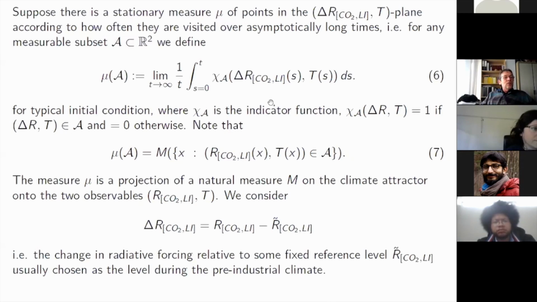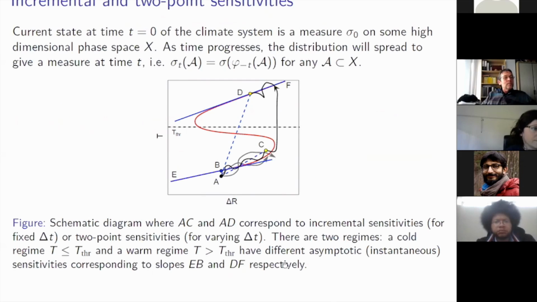So there are various things one can do there. If you start off with M, the measure on the high dimensional space, we can define this measure mu. This is like the projection onto these two observables. And from now on, I'm going to be talking about delta R, which is not the radiative forcing, but it's the radiative forcing relative to some standard reference, so pre-industrial level.